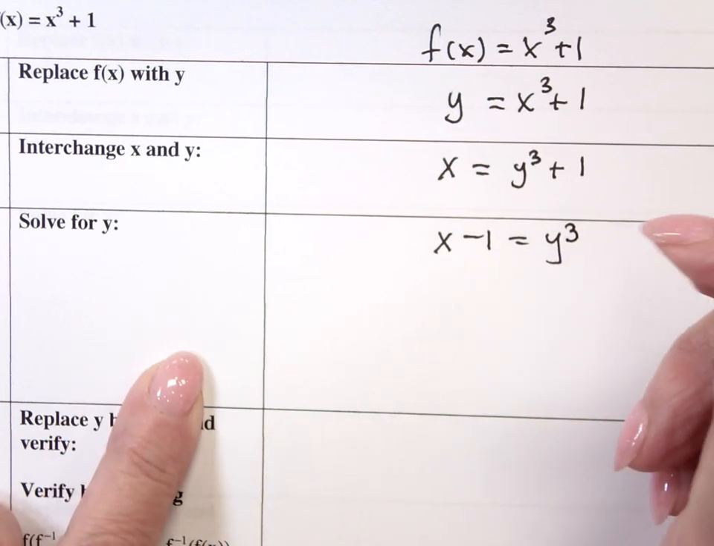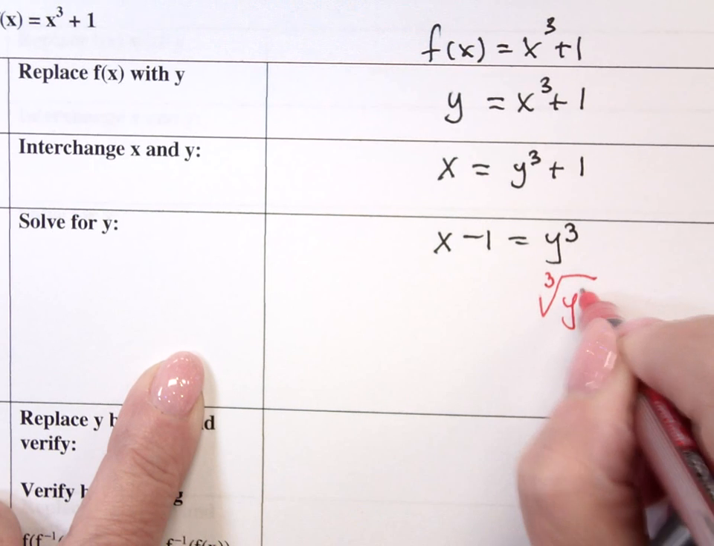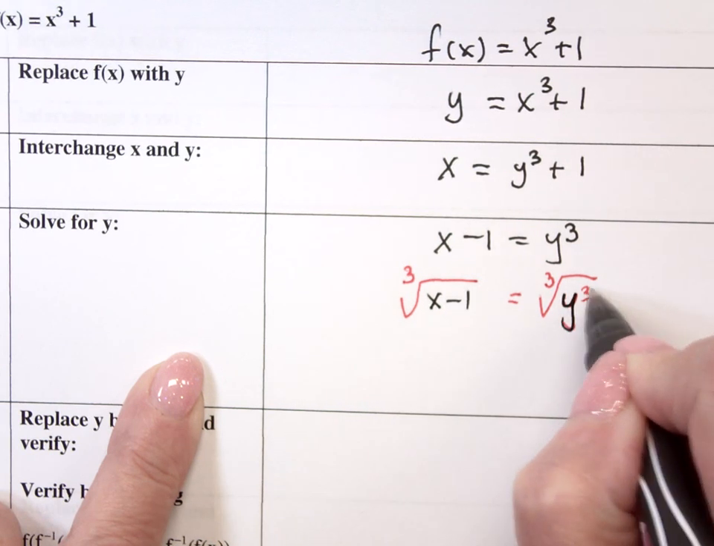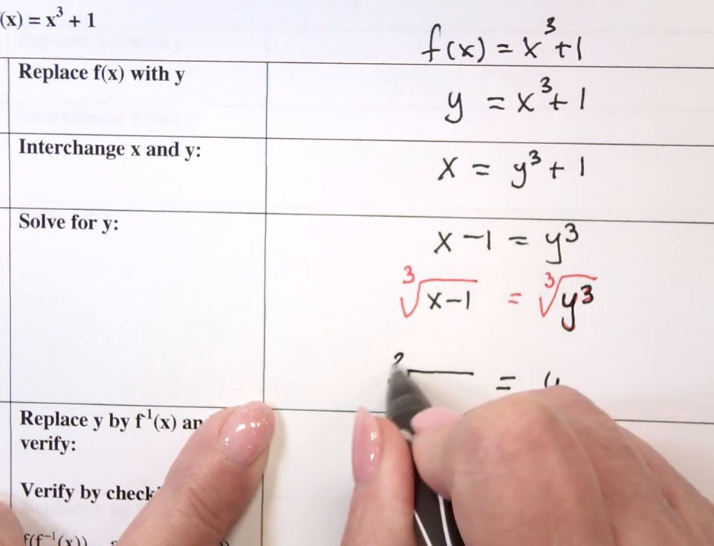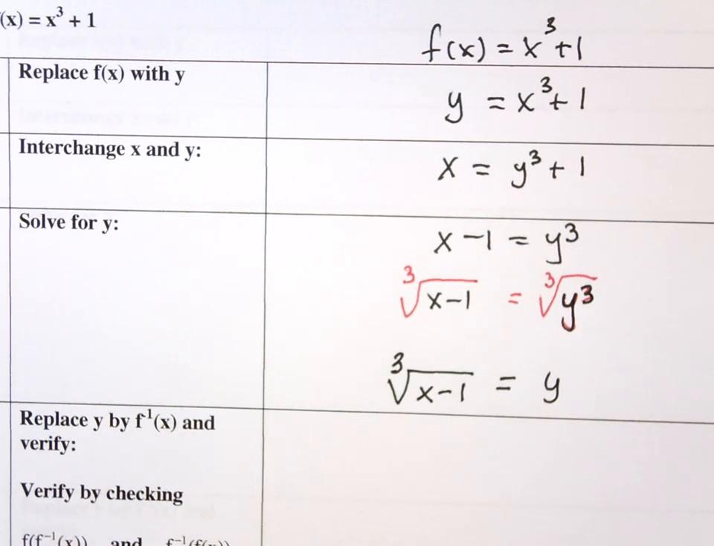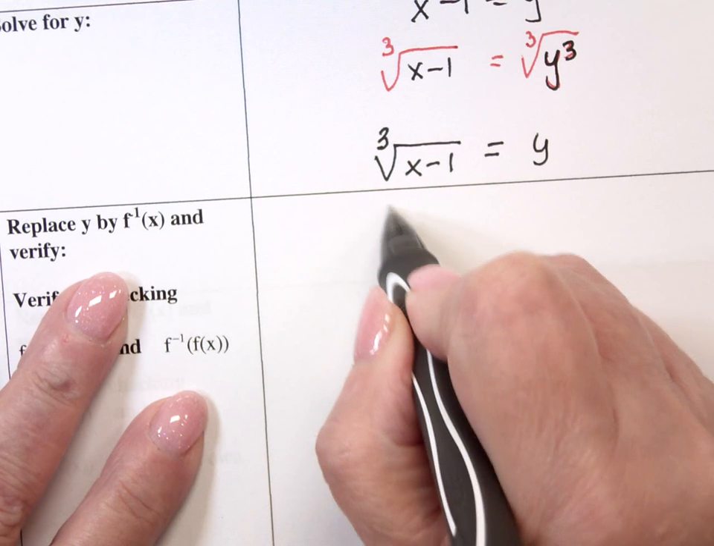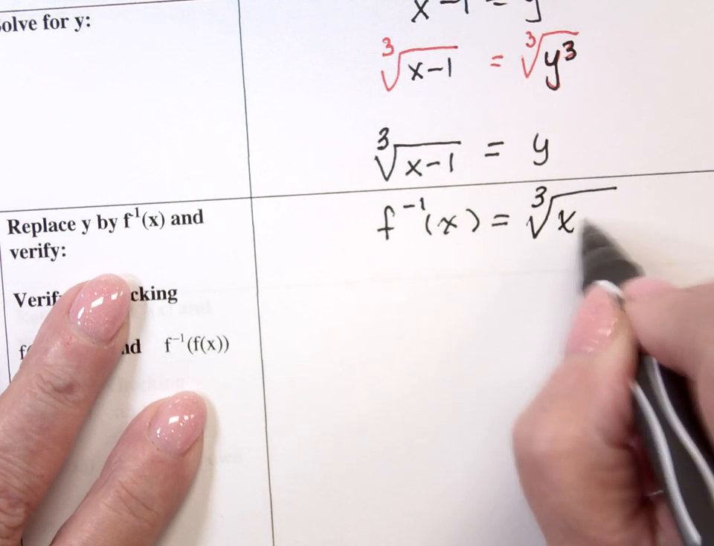And how do I get rid of a cube? Cube root it. That's how the cube root gets in there. So I'm going to cube root both sides. So that y equals the cube root, make sure it's over the whole thing, of x minus 1. Because if you have the 1 flapping outside the cube root, you're going to think it's the cube root of x, minus 1. So replace y by f inverse. So f inverse of x is the cube root of x minus 1.